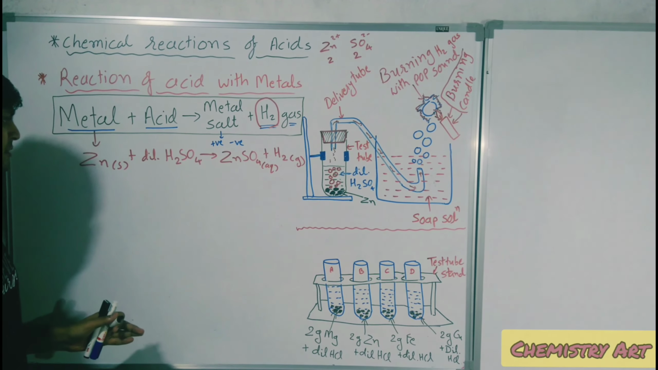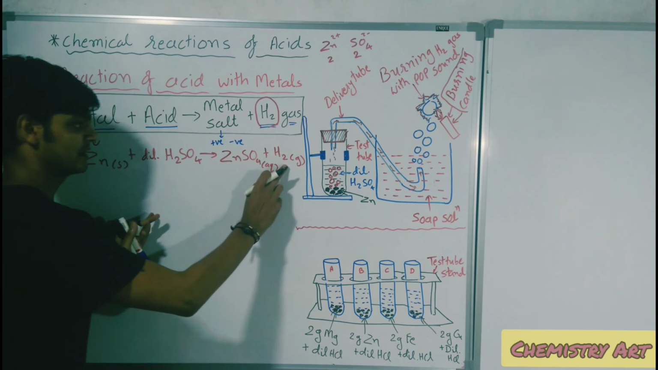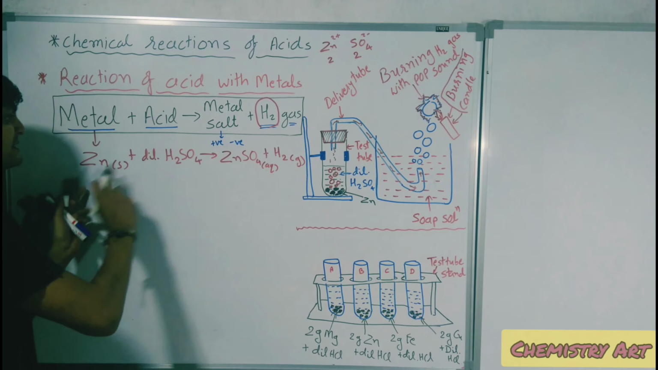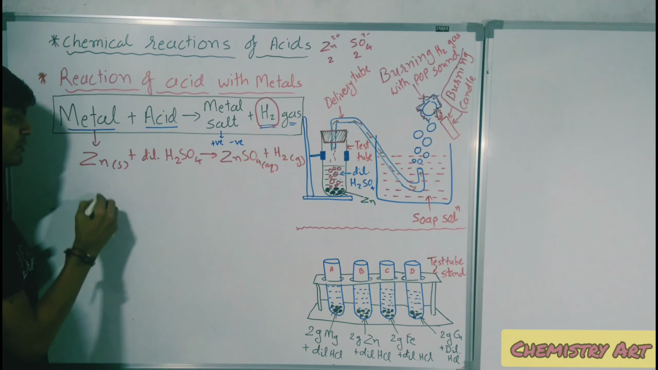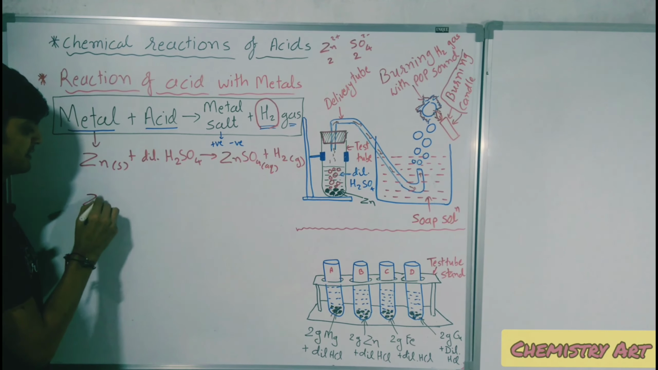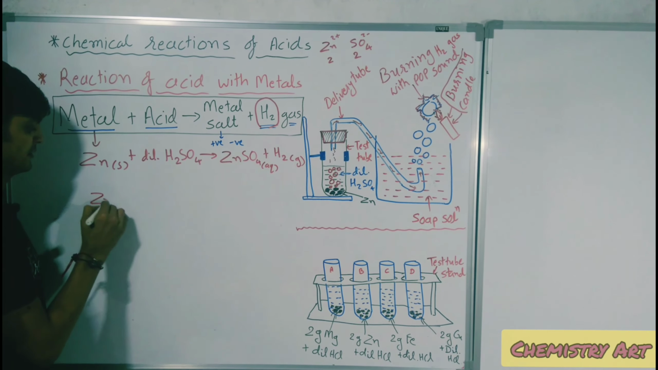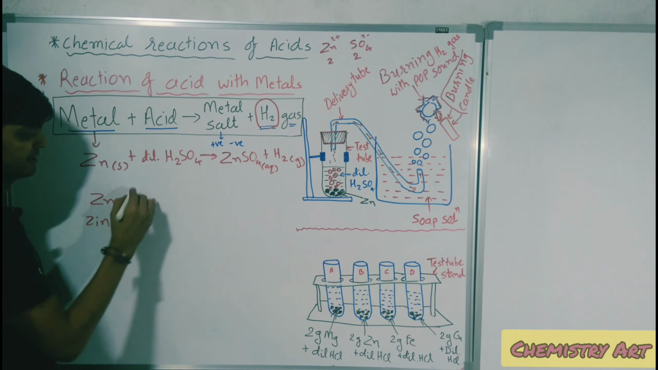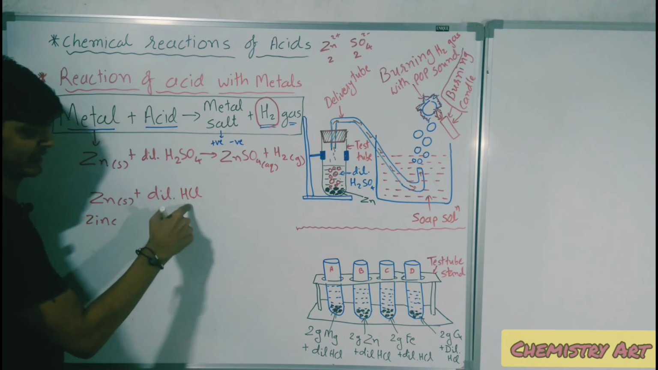First of all, let me see, is it a balanced chemical reaction? Hydrogen 2, sulfate and zinc. Yes, it is a balanced chemical reaction. Now let me write another chemical reaction. Suppose you are using zinc. Let me write here Zn only. Here I am writing the name zinc plus diluted hydrochloric acid, HCl.